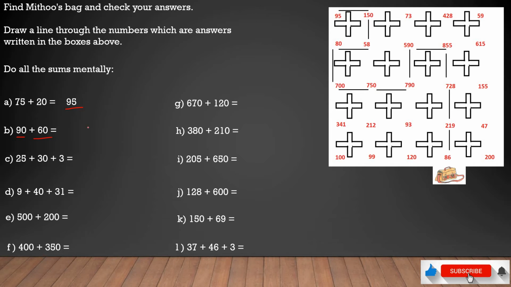Again, if you want to add 90 and 60, let's see here, 90 plus 60. 0 plus 0 is 0, and then 9 plus 6. After 9 you can count. I kept 6 lines here. After 9 if you count 10, 11, 12, 13, 14 and 15, we got 15. In total we got 150. So we can write 150 here.